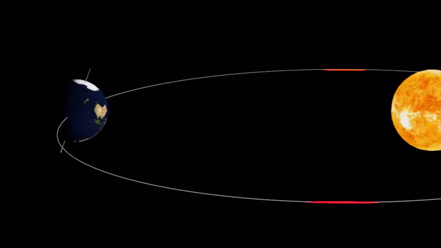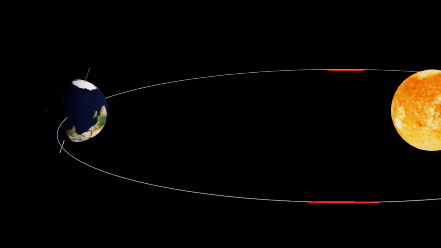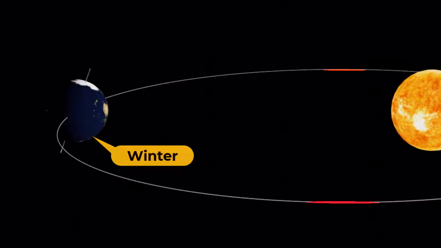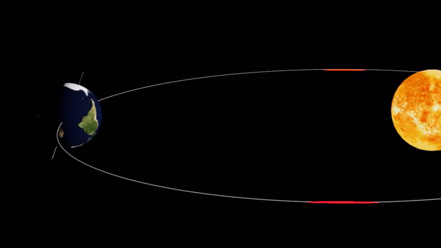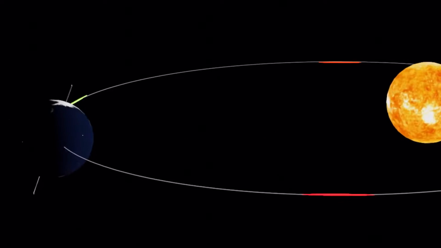At the same time, the southern hemisphere reaches its maximum tilt away from the Sun, resulting in the winter season. The southern hemisphere receives the minimum amount of light during this time.